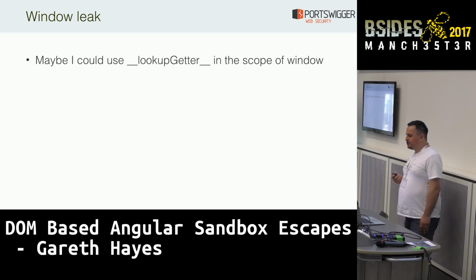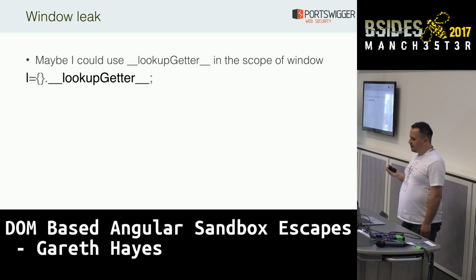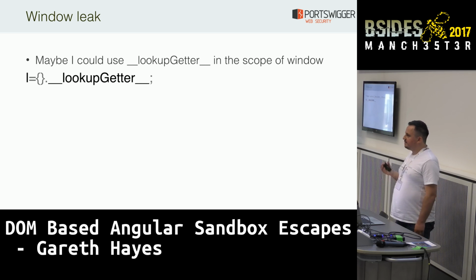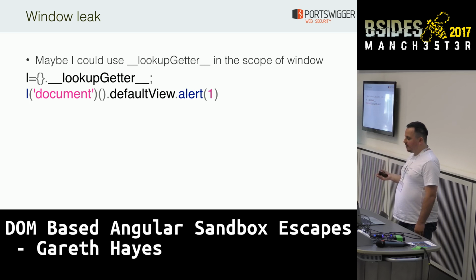So I thought maybe I could use lookup getter in the scope of window. So this is really cool. So in Chrome, what happens is when you alias a function like this, so here I use L and I assign it to lookup getter. So normally lookup getter is a member function, so it requires an object. Using a reference to a function in this way converts it to a general function. And when it's a general function, it loses the reference to the object. And now we can execute that function in the scope of window.